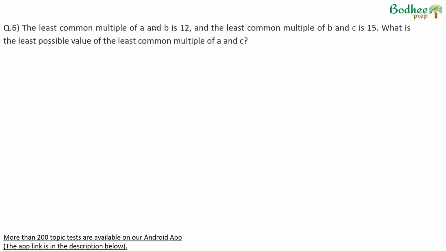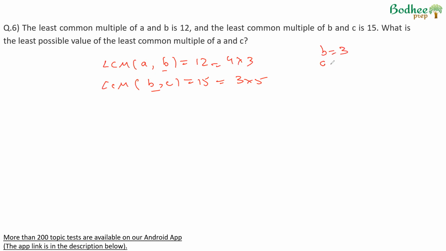The least common multiple, LCM, of A and B is 12. The least common multiple of B and C is 15. B is common in both of them. 12 is nothing but 4 into 3, and 15 is nothing but 3 into 5. So if I assign values, I can say B is equal to 3, which means A could be 4. Continuing with B equal to 3, C could be 5.